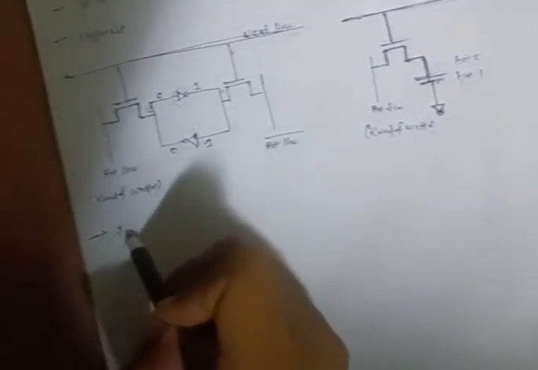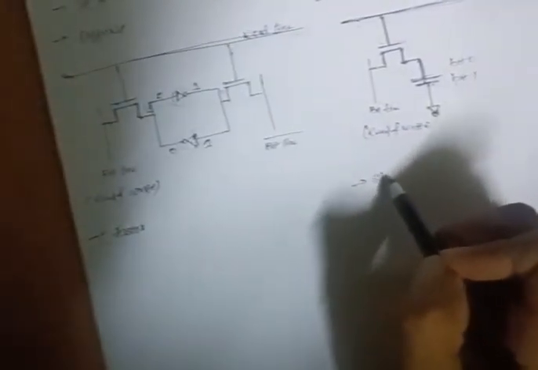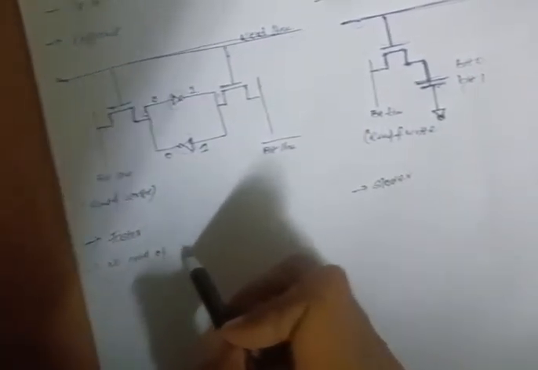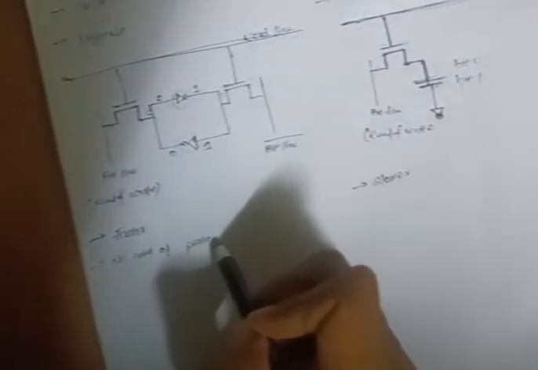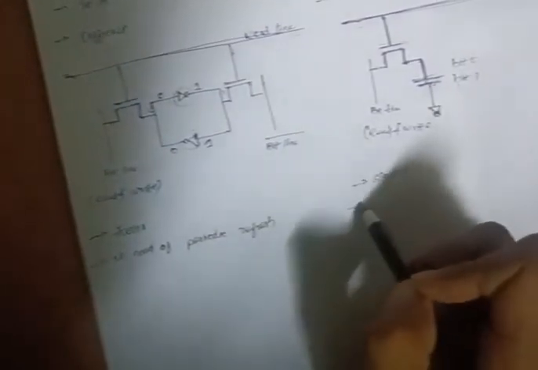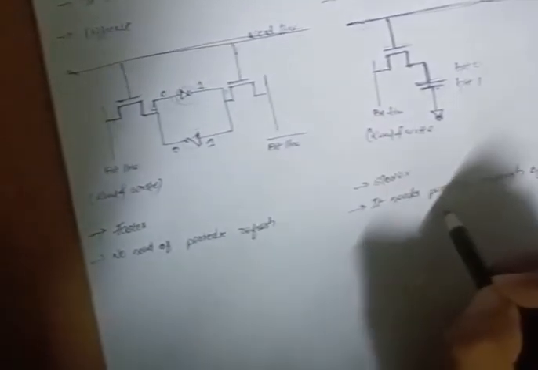Static RAM is faster because it has more components. It will work faster. There is no capacitor, no need of periodic refresh. Dynamic RAM needs periodic refresh because its capacitor will lose its charge. So we need a periodic refresh of the capacitor.